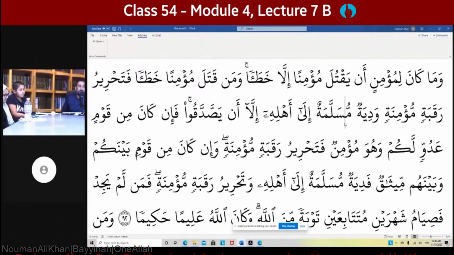But if it happened that you killed somebody who was a member of a people you have an agreement with, a peace agreement or some kind of contract, then you can give their family blood money. وَتَحْرِيرُ رَقَبَةٍ مُؤْمِنَةٍ. And you must free a slave also.